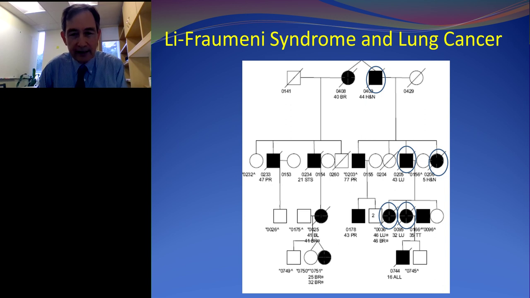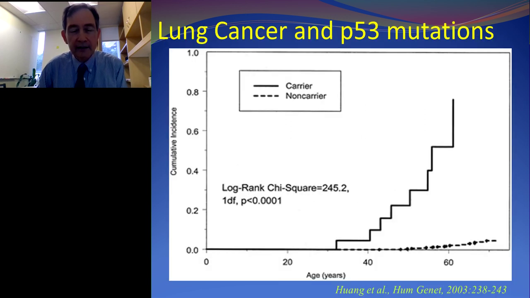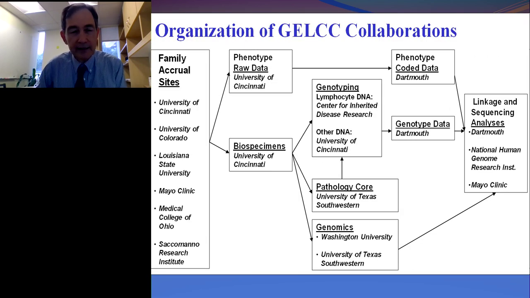Also head and neck cancers occur. So we did a study earlier, in 2003, that showed the high risk of getting lung cancer among the carriers of P53 mutations. As I mentioned earlier, there is evidence for dominant inheritance of susceptibility for developing lung cancer.